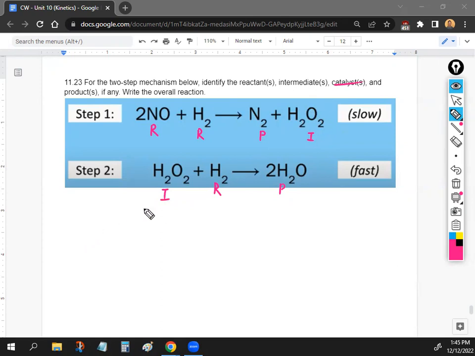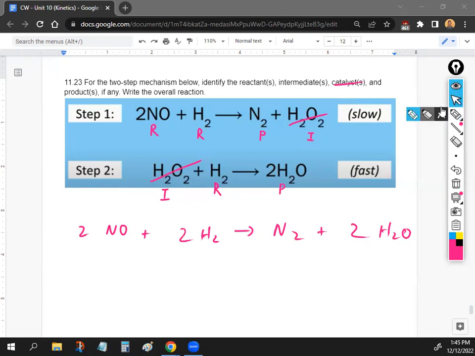Okay, overall reaction should be pretty easy. Just get rid of the intermediates, and then you can just put everything together. So you got 2NO plus 2H2, and that produces N2 and 2H2O. Easy way to see if you got the correct overall reaction: it should be balanced at the end of it. Okay. Any questions? All right, guys, you guys ready for the end?